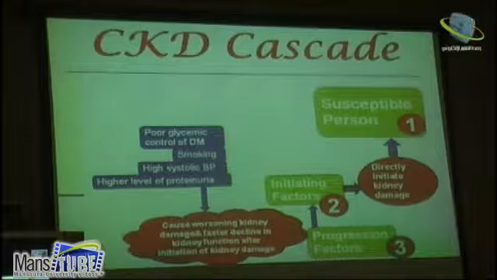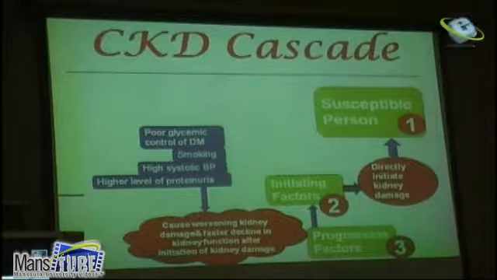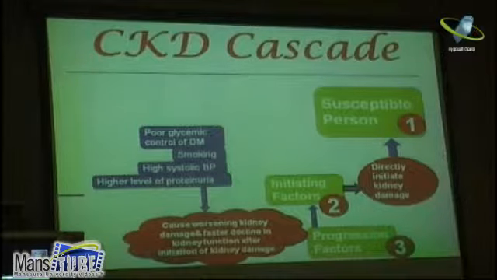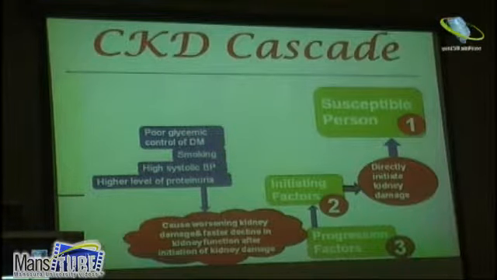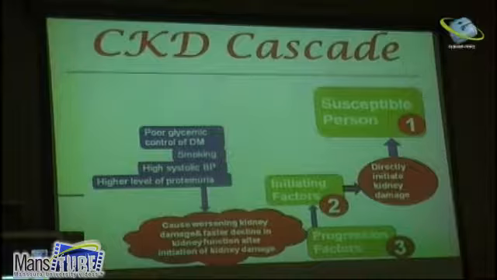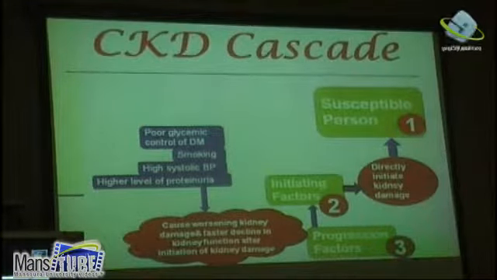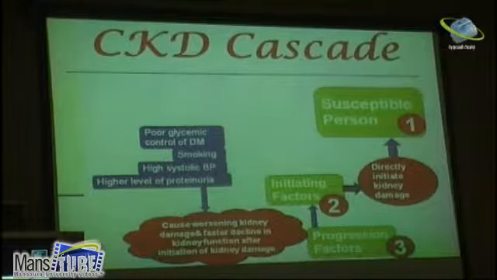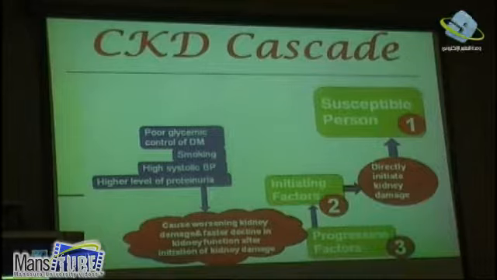So what I want to convey from this slide is to concentrate on the susceptible group, because if you know the susceptible group, you can do your best for this person because they are more prone to chronic kidney disease. Initiating factors, if you succeed to cut all these initiating factors, you can do something for these patients. And at least if you work on progression factors, you will delay the progression of chronic kidney disease. But if you stay idle until the end of kidney disease, your efforts will not be fruitful.